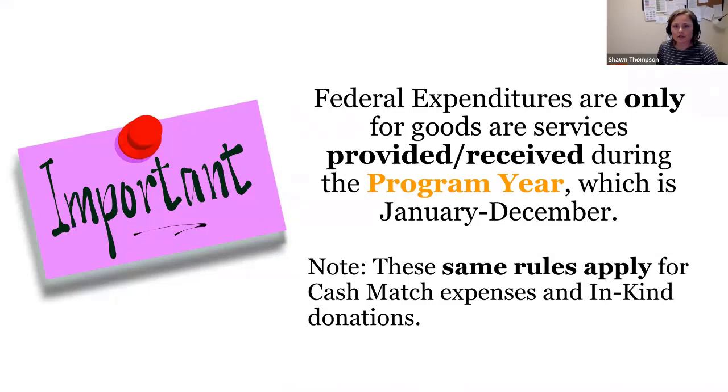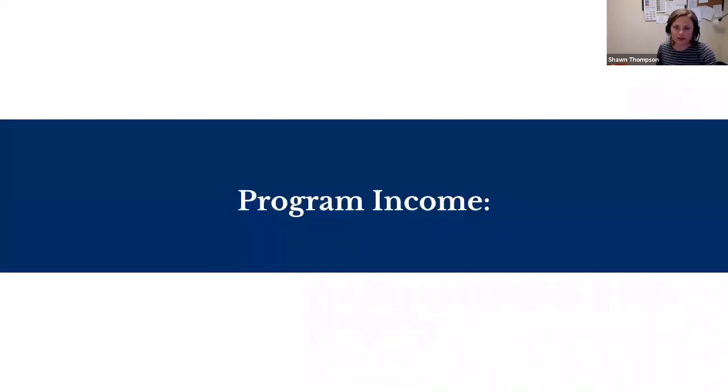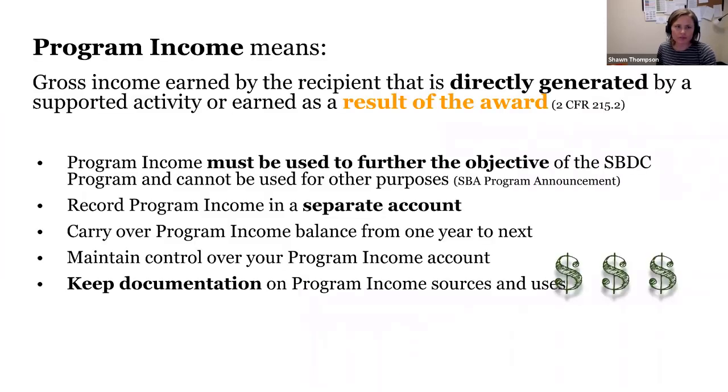So we're going to go through some reminders for expenses. Federal expenses are only for goods and services provided or received during the program year, which for this grant is January through December. The same rules apply for cash match and in-kind donation. And I would also say program income, which is our next topic.